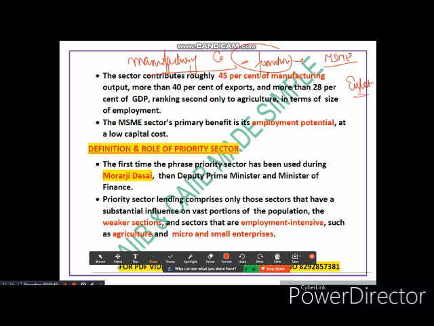The revenue generated by the company and other MSMEs collectively adds up to a significant portion of India's GDP. Also, the MSME sector creates a considerable number of jobs, employing millions of people. So hopefully you have understood this particular paragraph.